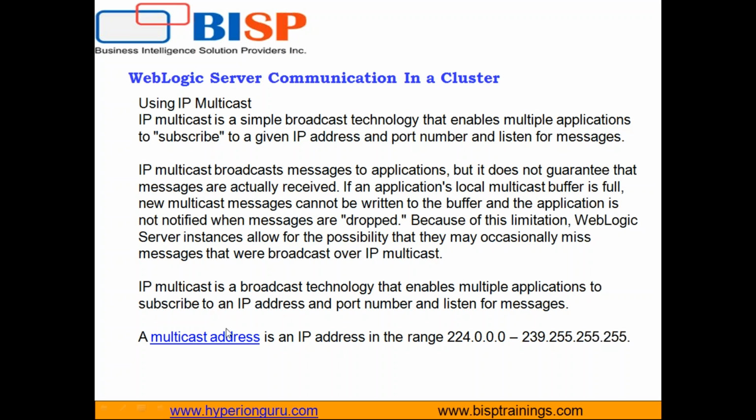Okay, and this multicast address has a range of IPs. If you are using multicast, you can specify an IP between 224.0.0.0 and 239.255.255.255. So this is the range for multicast addresses. If you're creating a multicast cluster address, then you can specify a value between these.